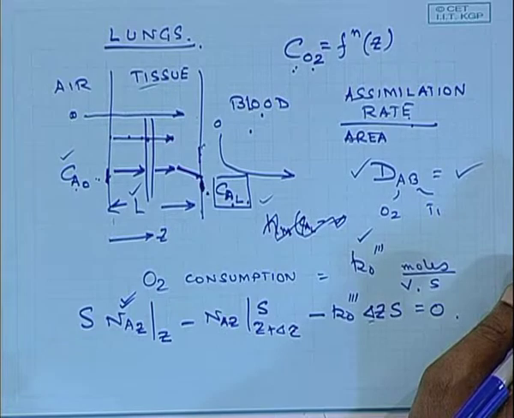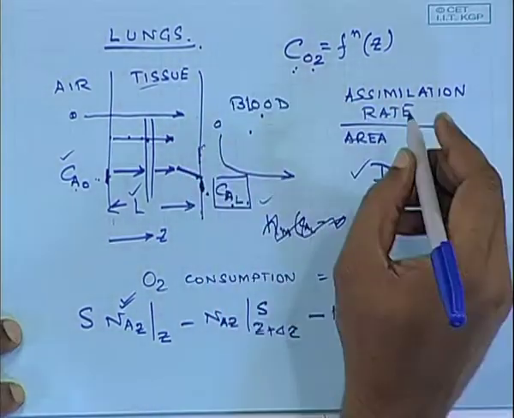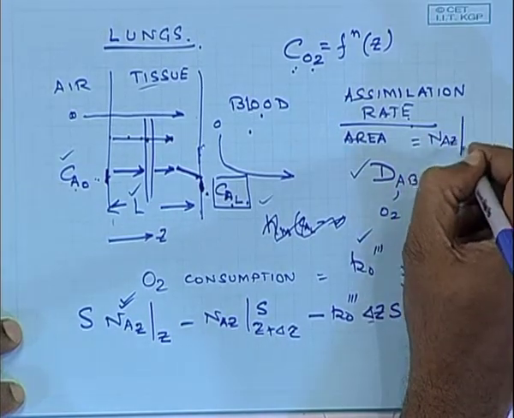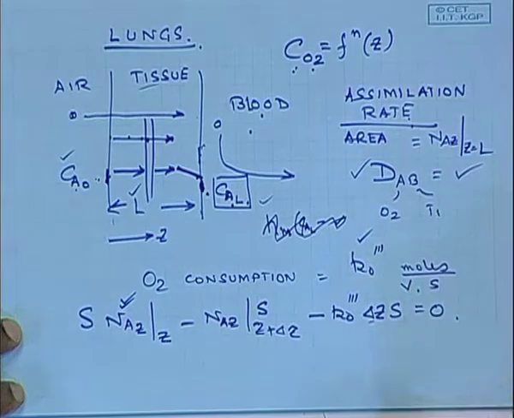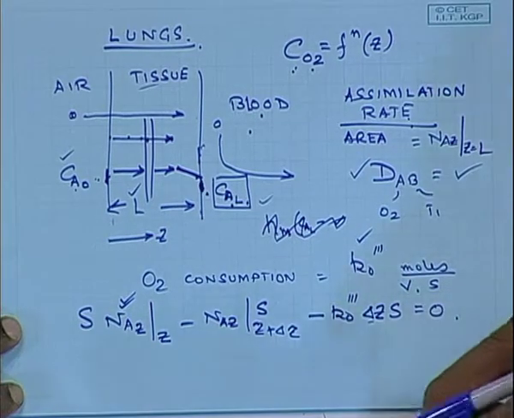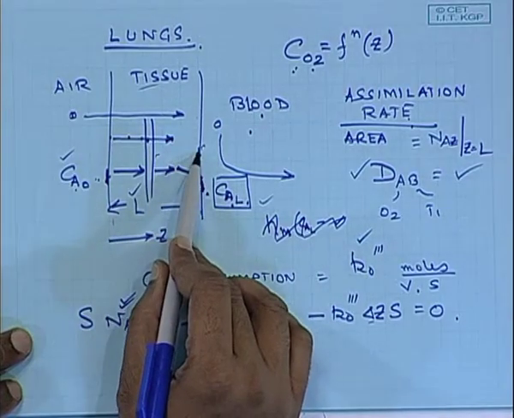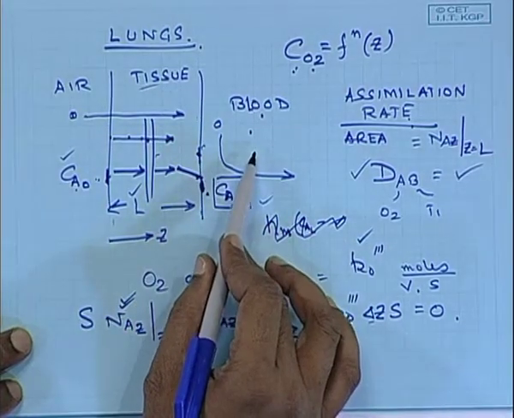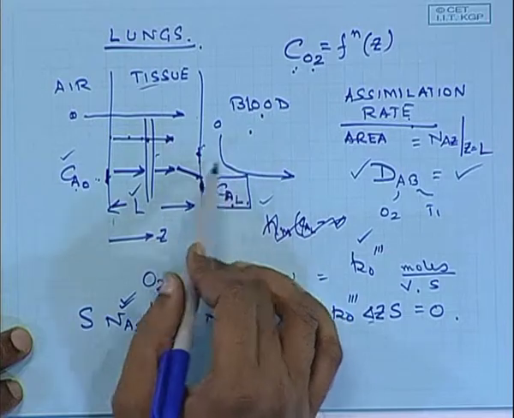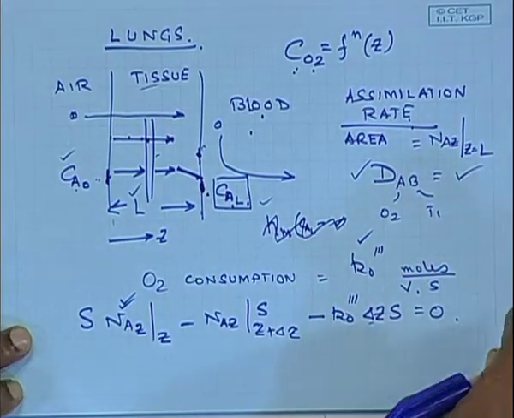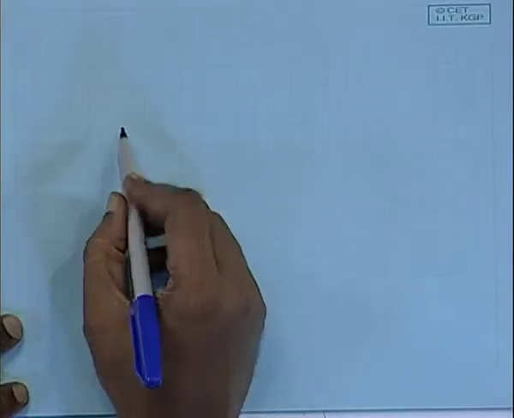NaZ at Z equal to L. So, assimilation rate would be nothing but NaZ evaluated at Z equal to L. So, that is going to be your assimilation rate. Is it clear? Whatever be the amount that is coming at this point has to be assimilated, taken away by the blood. So, if you can calculate NaZ at Z equal to L, that is going to be your assimilation rate, and I will give you the answer for you to check.